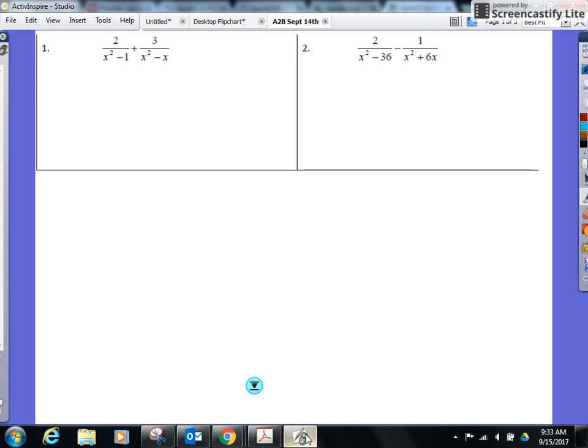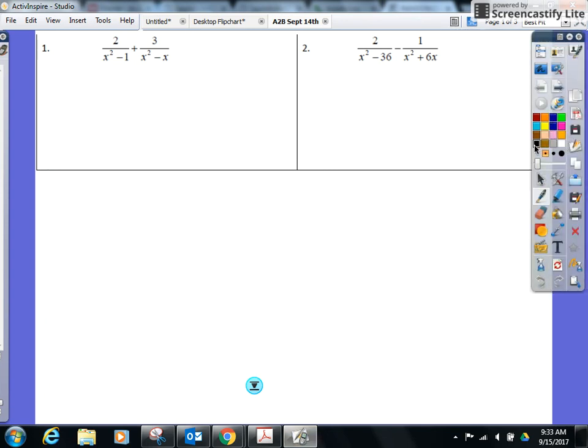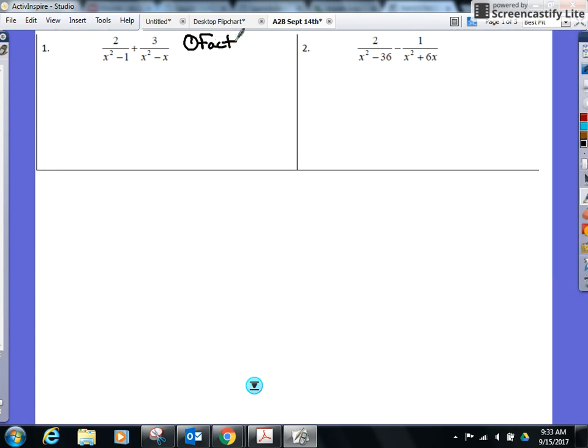To it then. Take a look at number 1. Notice there's subtraction and addition in the denominator now, not all multiplication. So we need to do something different. When I do see subtraction and addition in the denominator, the first thing I want to do, guys, is try to factor the denominators. All right, try to factor the denominators.